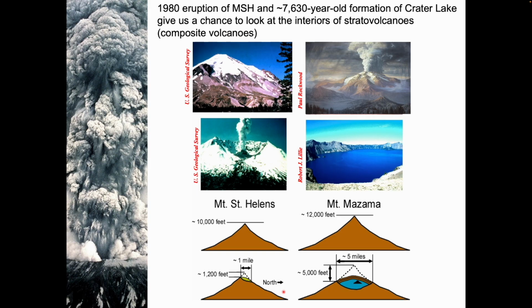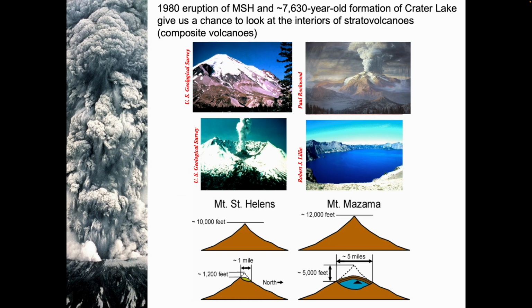Something really cool that we get from these particularly large volcanic eruptions like Mount St. Helens, which excavated the top 1,200 feet of the mountain, and Crater Lake, which removed the top 5,000 feet of the mountain, gives us a chance to look at the interiors of stratovolcanoes, or composite volcanoes.